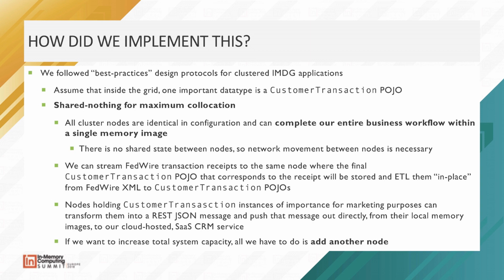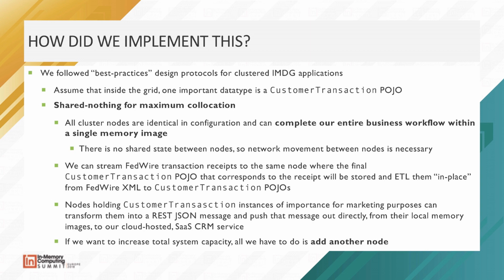So for example, we can stream Fedwire transaction receipts when I get my direct deposit here and it comes in to the same node where the final customer transaction POJO that corresponds to the transaction receipt will be stored, and then we can ETL them in place on that node from Fedwire XML to a customer transaction POJO. So you can see Fedwire messages being fed in parallel into all of these nodes, right? And that's fantastic because processing is distributed, right?